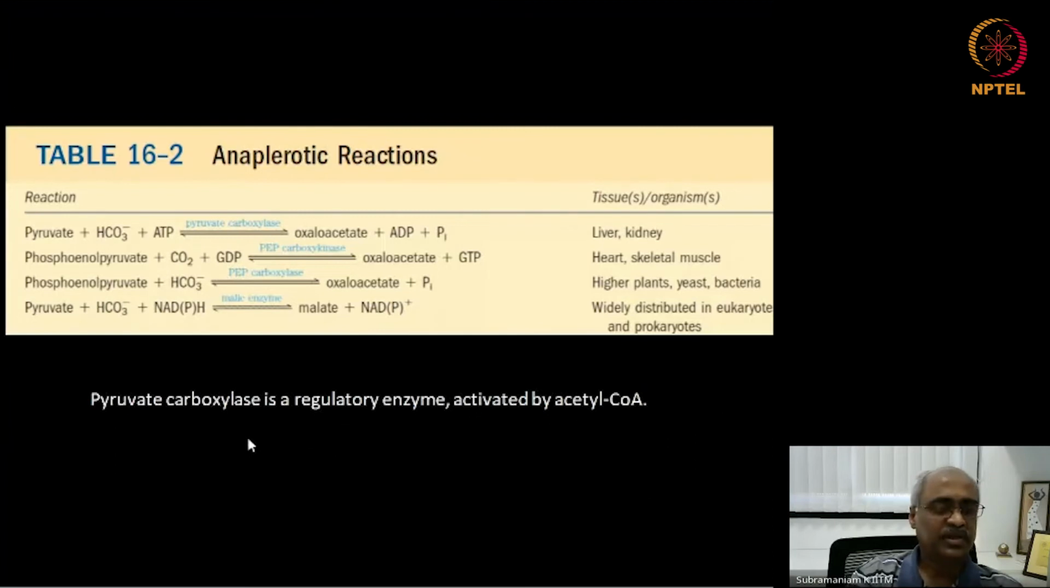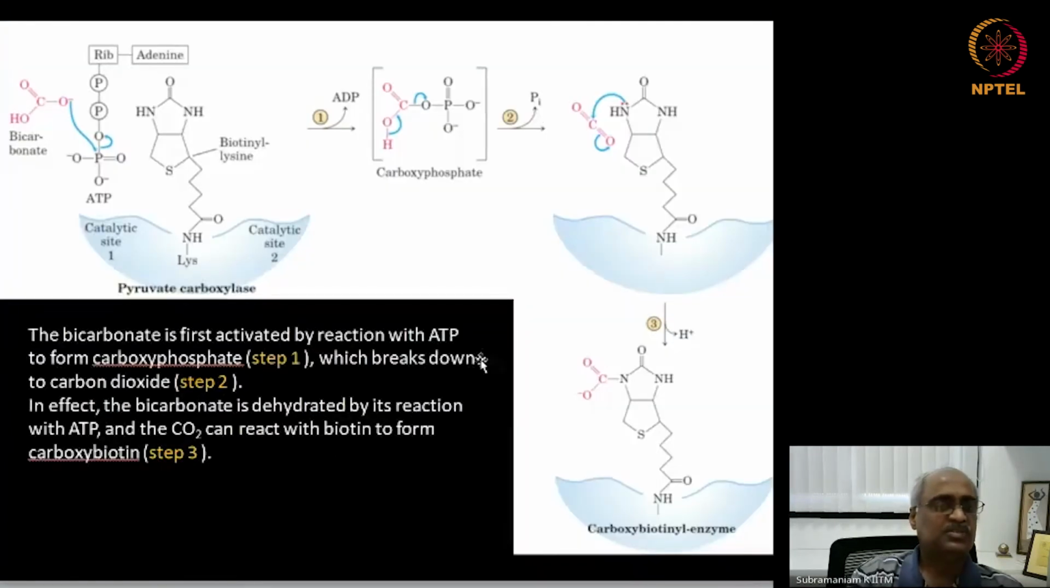So how does this enzyme carboxylate pyruvate? Biotin is the coenzyme here. So this is a prosthetic group. It is like lipoic acid. This is attached to the lysine NH2 group.